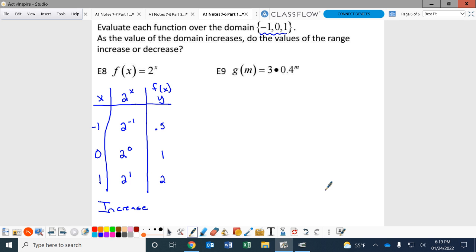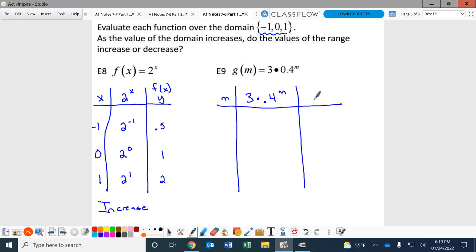Then you're going to do the same thing over here. You're going to set up a table. It's going to have the m's over here. It's an m, guys. It's what's on the inside. And it's going to have 3 times 0.4 to the m. And then over here is going to be your g of m. Okay, it's your y. If you want to call it y.